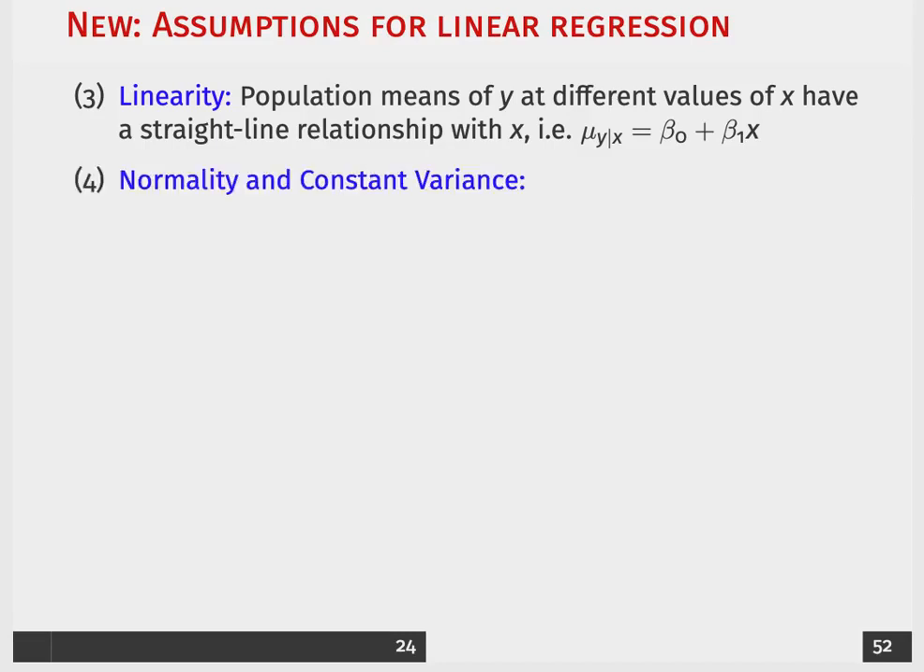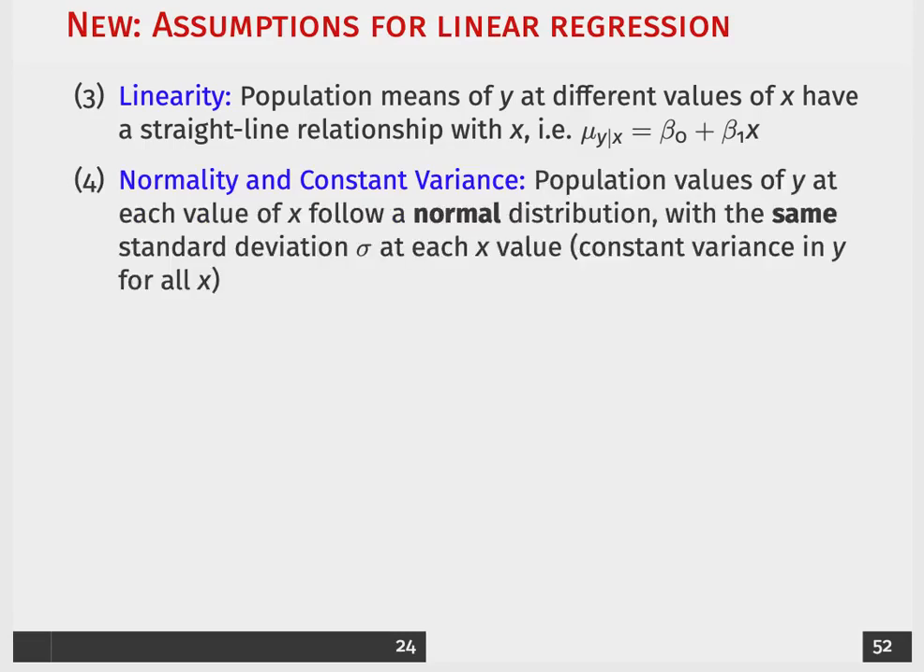Now, we are also making an assumption of normality and constant variance, but this is with regard to the errors. So what we're saying is that at different values of x, the values of y are going to be normally distributed, and they're going to have the same standard deviation for each of these different values of x. That's where the constant variance in y is coming from.